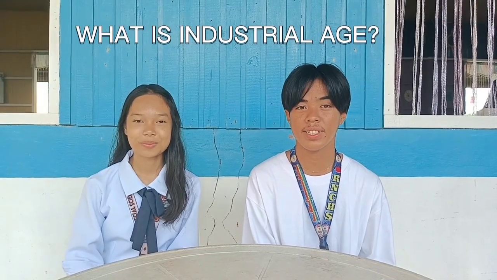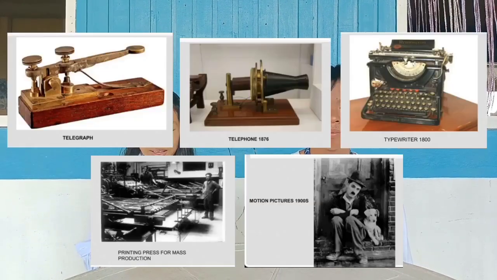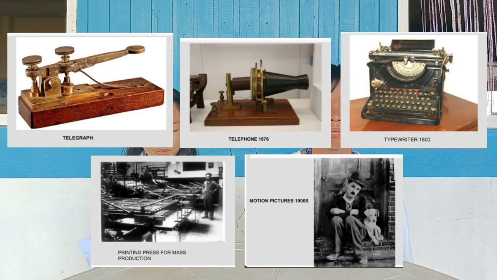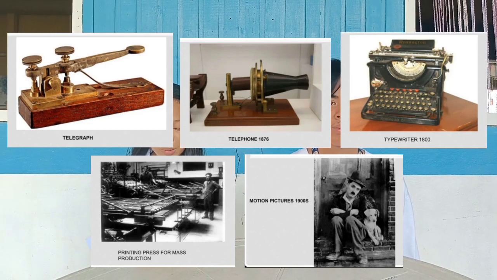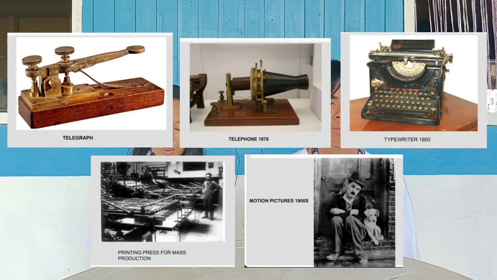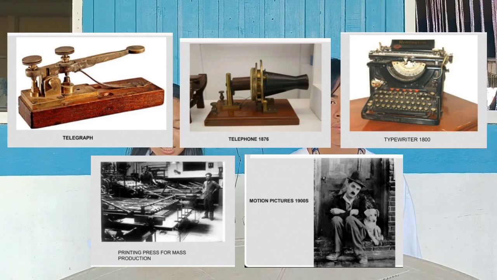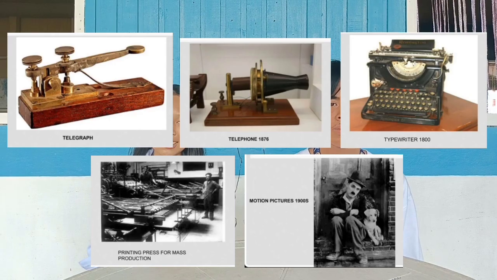And what is the industrial age? In this age, people did not just use fire. People also used the power of steam, developed machine tools, established iron production, and the manufacturing of various products, including books through the printing press. Examples of these are the printing press for mass production, newspaper, typewriter, telephone, motion picture, photography slash projection, commercial motion picture with sound, telegraph, and punch card.